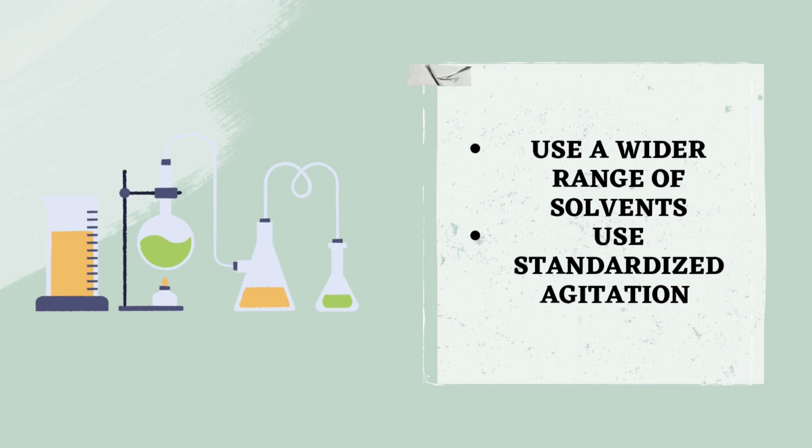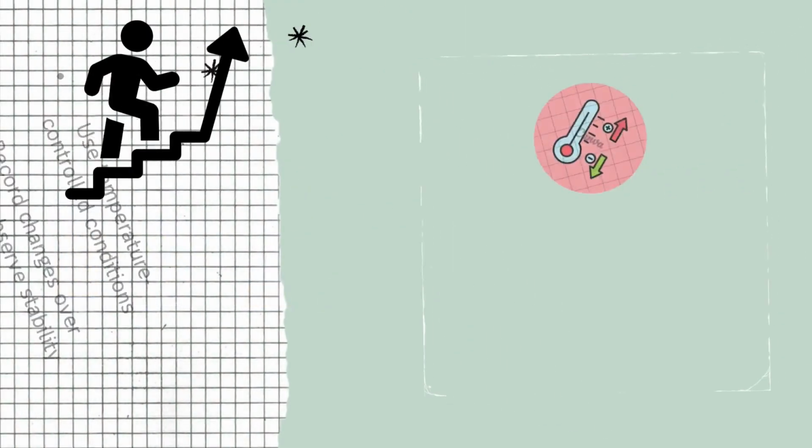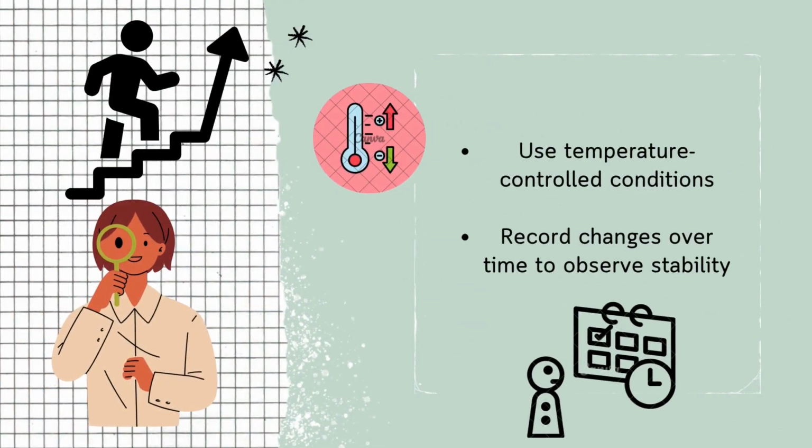As for using standardized agitation, shake or stir the samples using a mechanical shaker at a consistent speed and duration to ensure more uniform mixing, making results more repeatable and comparable. Other suggestions for improvement in this experiment would be to use temperature-controlled conditions. Maintaining a consistent temperature during solubility testing could improve the accuracy of observations. Some lipids might dissolve better at slightly elevated temperatures, especially solids like shortening and ghee.